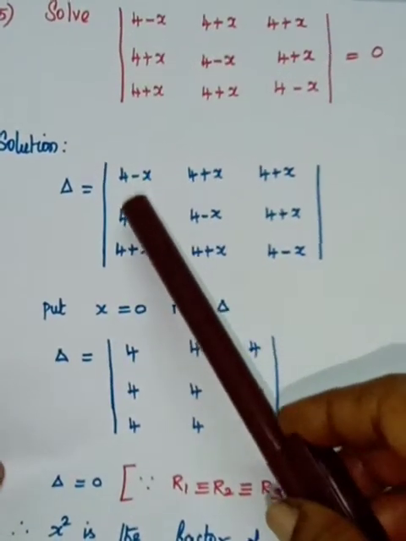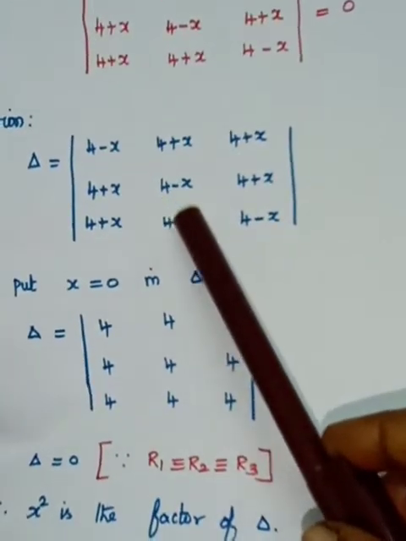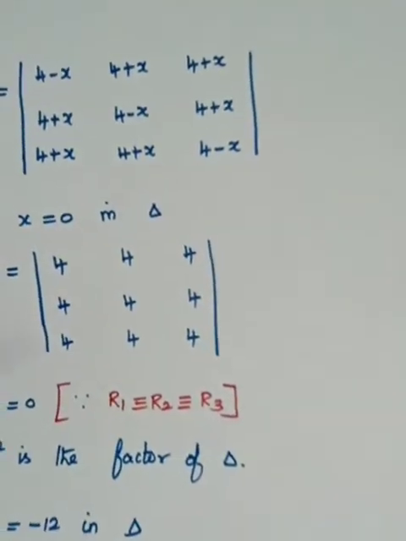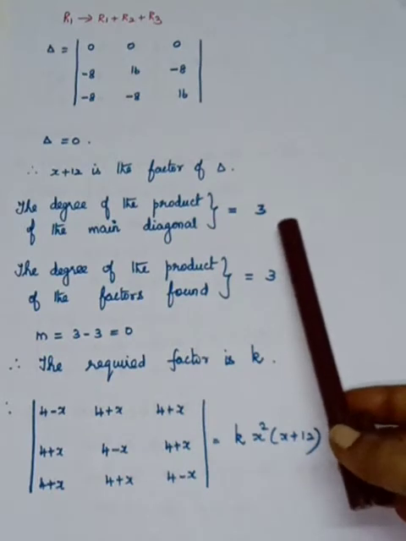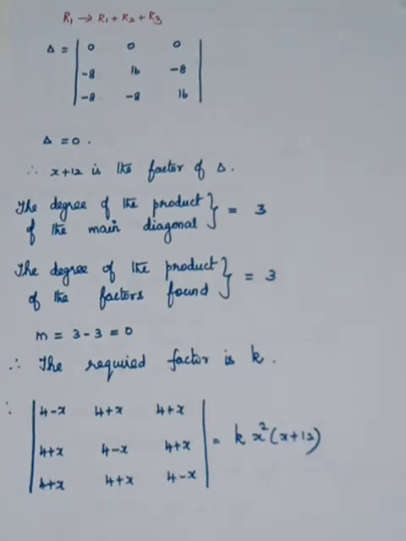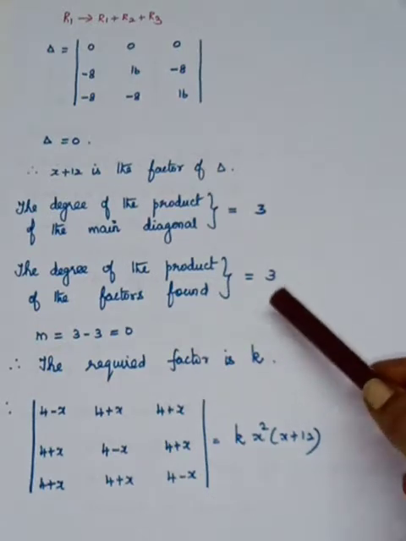So what is the diagonal element? 4 minus x into 4 minus x into 4 minus x. So it is 4 minus x the whole cube. So therefore the degree is 3. So we have found two factors. One is x squared, another one is x plus 12. When you take the product, it is x squared into x plus 12. So the degree is 3.